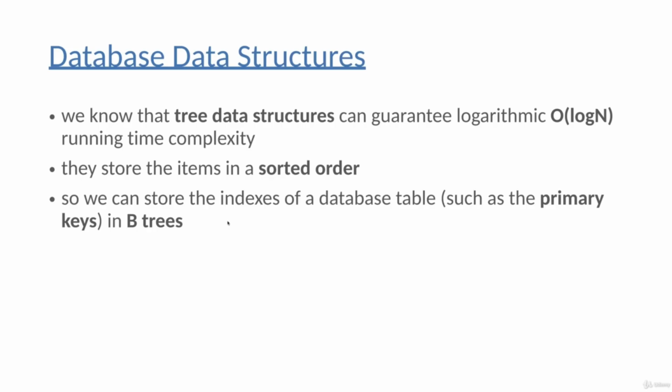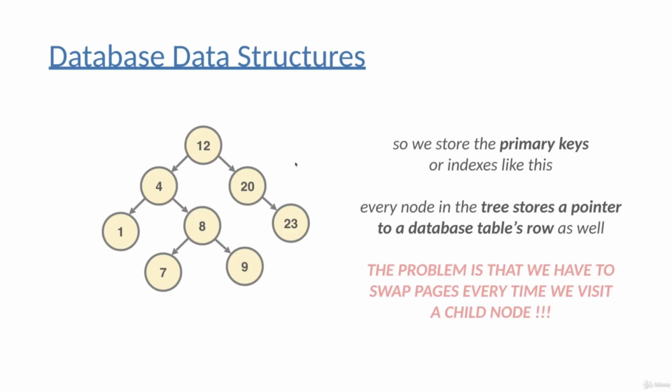Can we do better? Of course, if we store the items in a sorted order, for example, in a tree-like data structure. So we can store the indices, such as the primary keys of the database table, in a B tree. Okay, so B trees are very similar to binary search trees. So there are nodes in the given tree-like structure with given values. These are the indices. So 12 is going to represent a given row in the database with primary key 12. 4 is going to represent another row in the database table with primary key value 4, and so on.